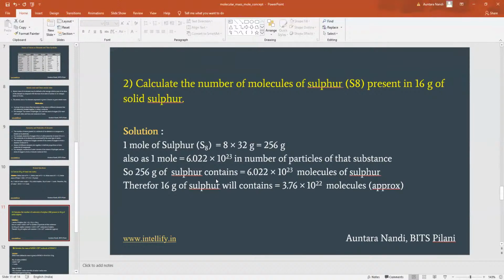Calculate the number of molecules of sulfur present in 16 grams of solid sulfur. 1 mole of sulfur S8 is equal to 8 into 32, that is 256 gram, and 1 mole equal to 6.022 into 10 raised to 23 particles will be present in that 1 mole. So therefore, 16 grams of sulfur will approximately consist of 3.76 into 10 raised to 22 molecules.